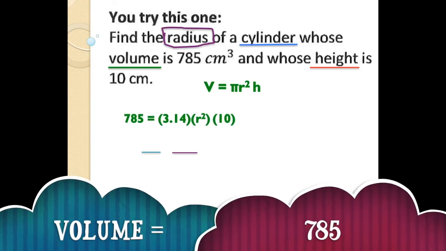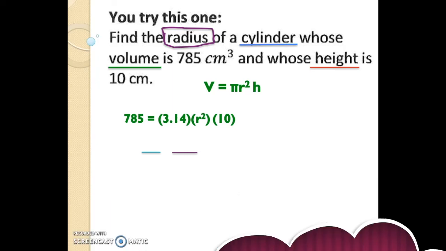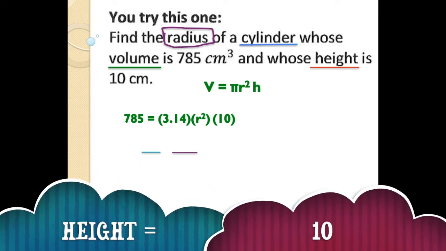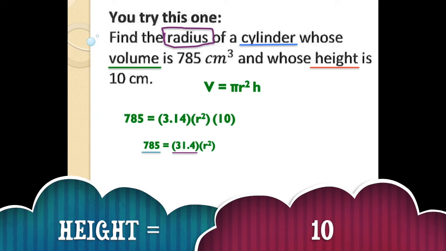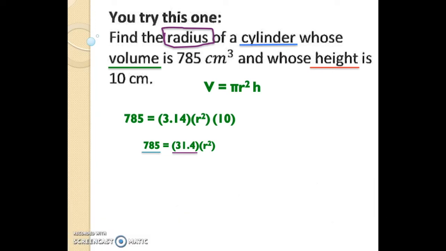So 785 is equal to my pi times my radius squared times my height, which is 10. When we multiply pi times 10, it gave us 31.4. Now I'm down to a one-step equation. Divide both sides by 31.4. That cancels off. Now remember, to undo a square, we have to find the square root. So we find the square root of 25. My radius is equal to 5 centimeters. Hope you got that. Remember, you can always pause, rewind, rewatch as many times as you like.